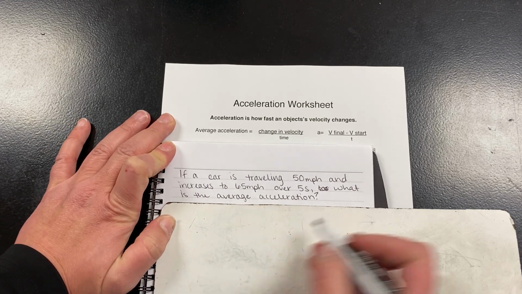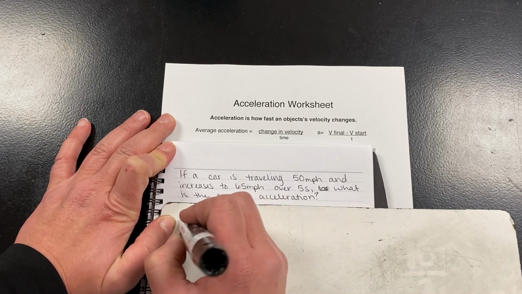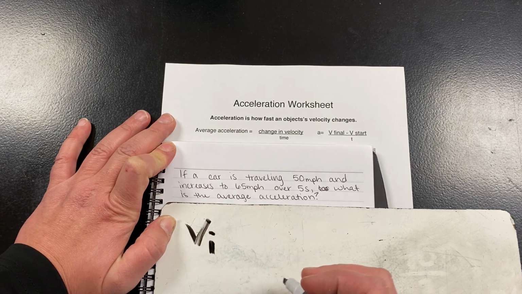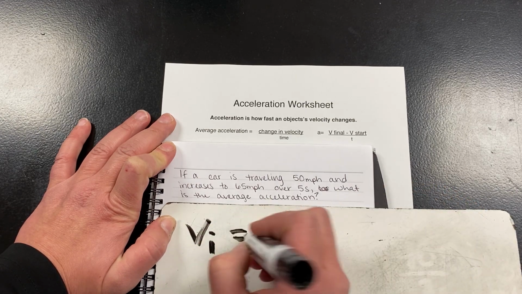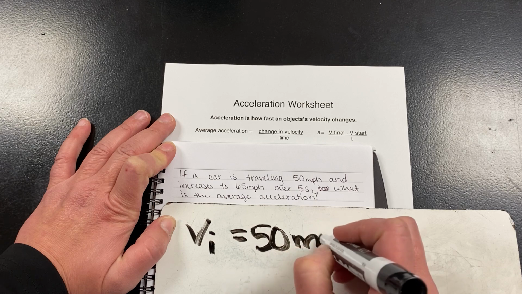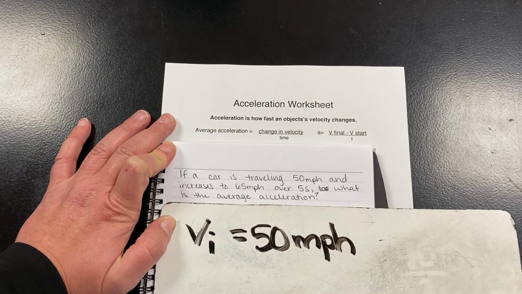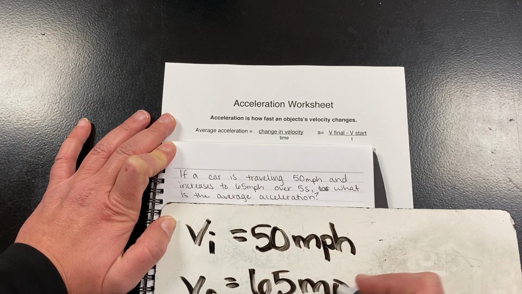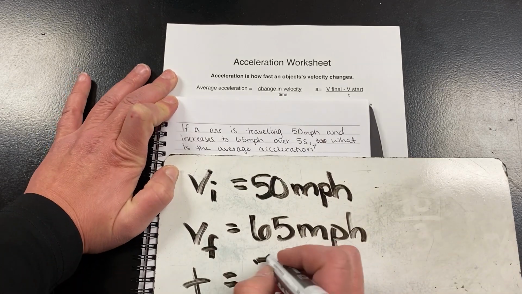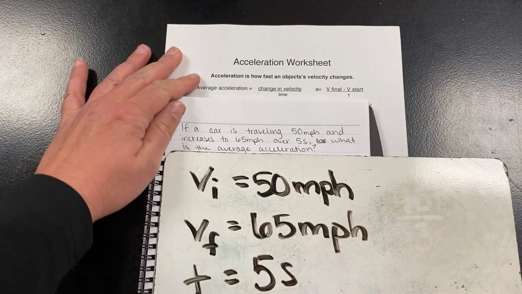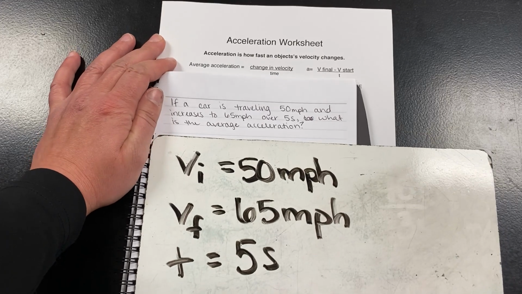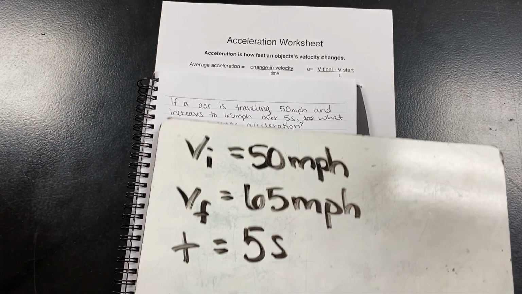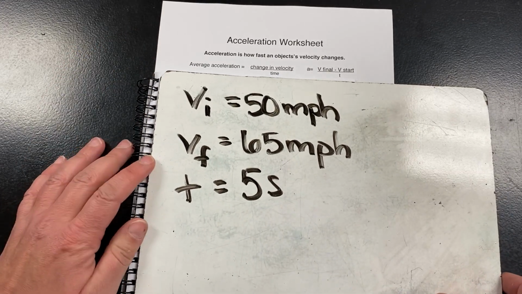So we need to figure out the V initial or V start, which is going to be 50 miles per hour because that's what they started out at. And then our V final is going to be 65 miles per hour. And our time equals 5 seconds. Now we need to put that into the equation. Now that I have the information, I can cover that up.